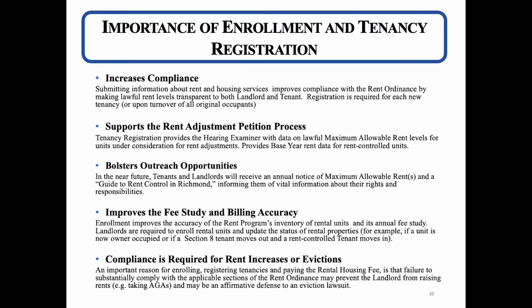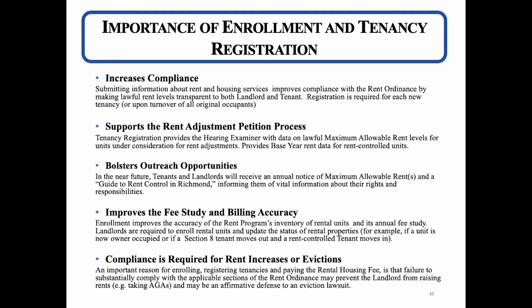Tenancy registration provides the hearing examiner with data on lawful maximum allowable rent levels for units under construction for rent adjustments, and provides base year rent data for rent controlled units. It bolsters outreach opportunities. In the near future, tenants and landlords will receive an annual notice of maximum allowable rent and a guide to rent control in Richmond, informing them of vital information about their rights and responsibilities. It improves the fee study and billing accuracy. So enrollment improves the accuracy of the rent program's inventory of rental units and its annual fee study.